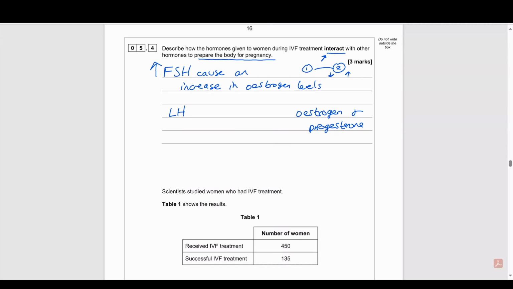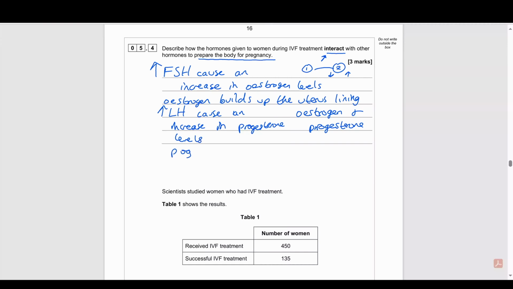Now, what is the estrogen there to do? The estrogen is there to thicken the uterus lining, as we said. Now, LH, when that increases, that causes an increase in progesterone levels. And what do progesterone levels, when they're high, do? That maintains the thickness of the uterus lining.